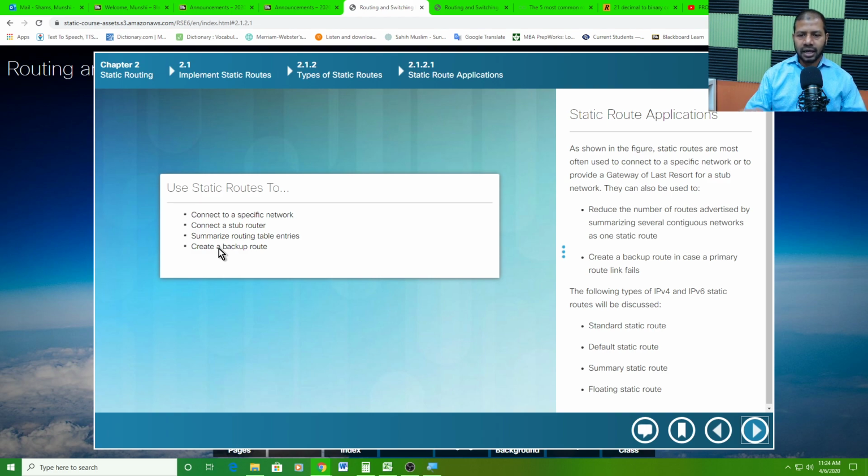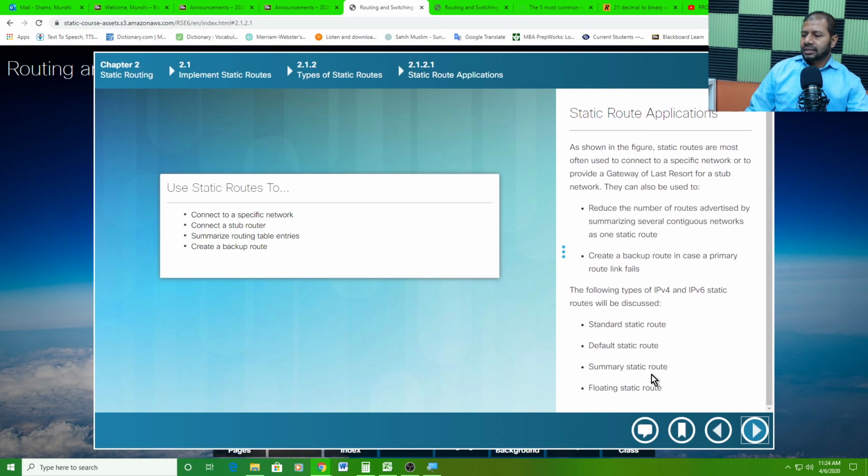When you add a line in the routing table, you add a little number. That's called administrative distance, at the end of the route, or in the middle of the line. That will tell you that this route has a higher administrative distance. Don't use this route unless this preferable route fails. Okay, and that's called a floating static route. A backup route is also called a floating static route.